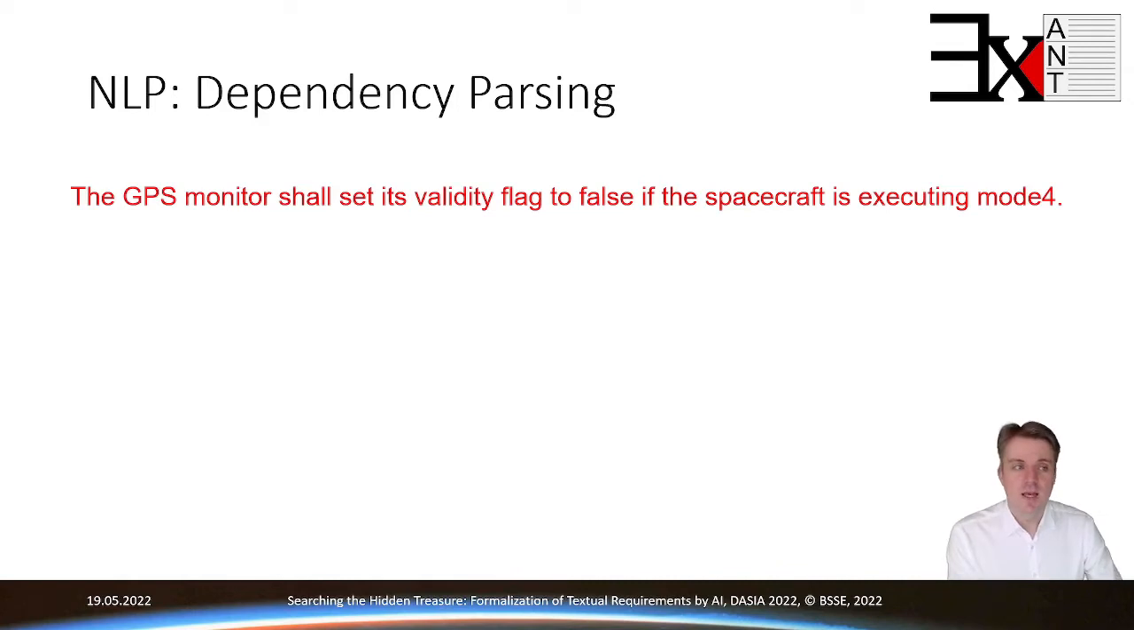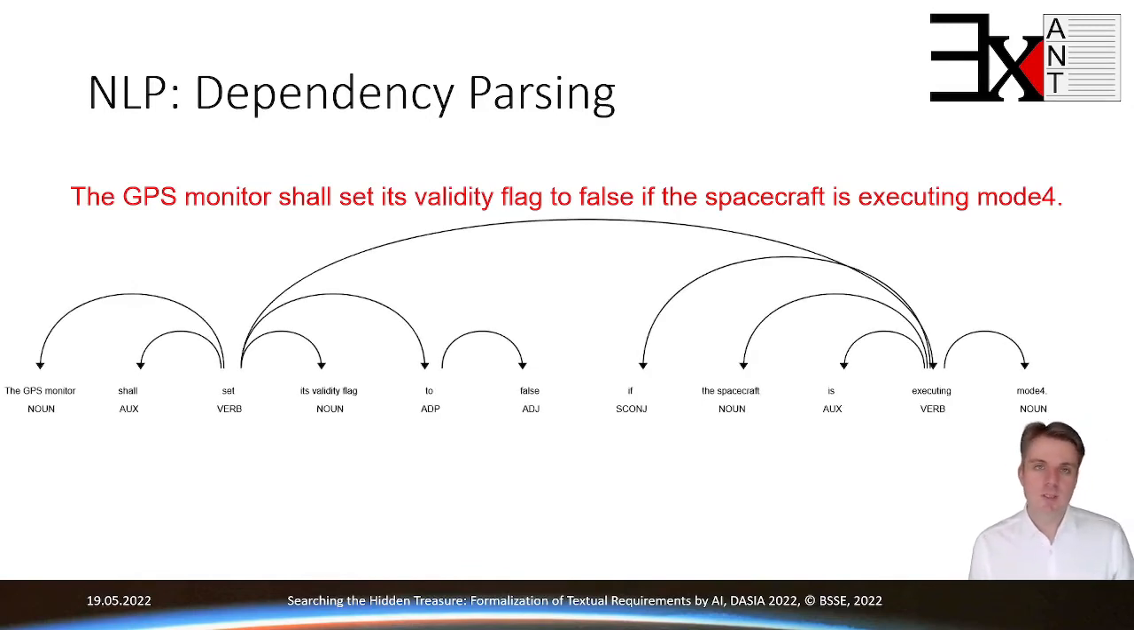One of the things that NLP can do for us is dependency parsing. If we look at this example requirement, the GPS monitor shall set its validity flag to false if the spacecraft is executing mode 4. Then first of all, we notice that mode 4 is not a sensible name for a mode, for an AOCS mode or any other mode on board of a spacecraft. This is because these are actually already anonymized requirements examples that we have used for the initial discussions.